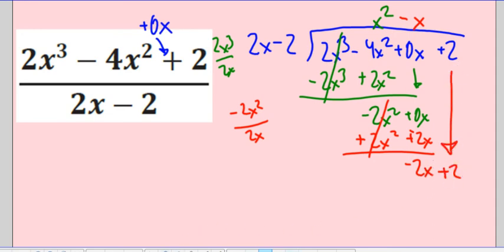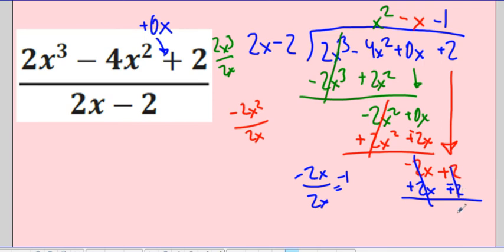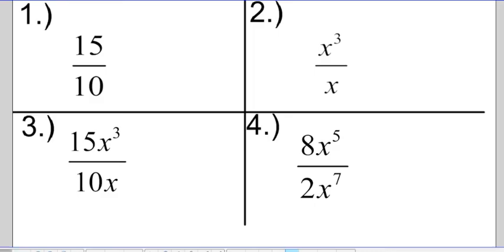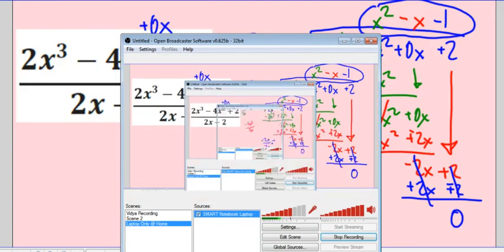So dividing again, negative 2x divided by 2x should be negative 1. So negative 1 up top, negative 1 times 2x is negative 2x. Negative 1 times negative 2 is positive 2. Since you're subtracting the bottom, you flip the signs again. Those cancel, and these cancel, and you're left with 0. So no remainder. Your final answer is x squared minus x minus 1. And that's how you divide polynomials using long division. That's it.